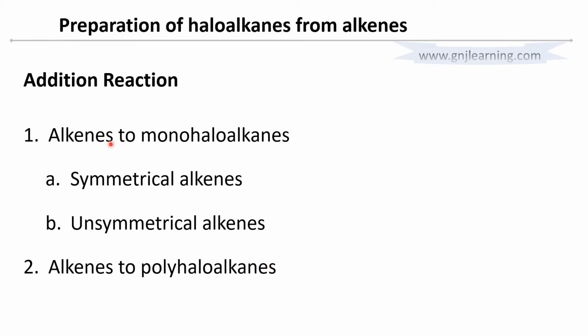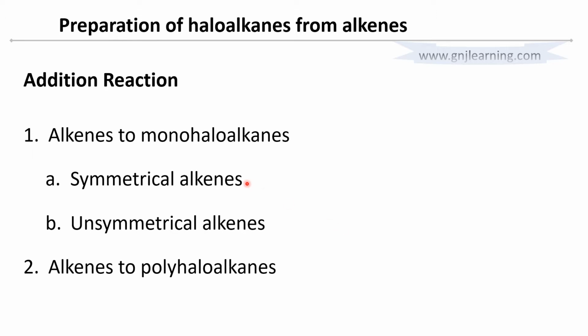Now next, alkenes are of two types, symmetrical alkenes and unsymmetrical alkenes, and it is an addition reaction. Correspondingly you will have two different ways of approach, two different ways of products obtained. When we are using symmetrical alkenes, you will get one type of product, and if you are using unsymmetrical alkenes, you will get multiple products. We will see that in detail.